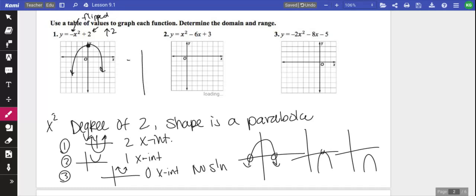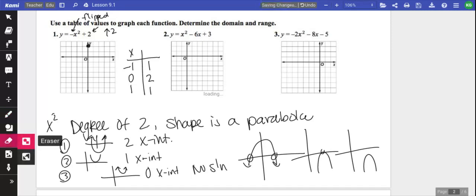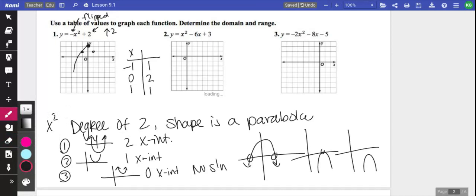Now, in order to find a couple of the other points, we're going to use -1, 0, and 1. So I have the negative of -1 squared plus 2, which would give me 1. Then I have 0 squared plus 2, which gives me 2. And then I have 1 squared, the negative of it, plus 2, which gives me back 1. So I have (-1, 1), (0, 2), and (1, 1). And my parabola would look like that.